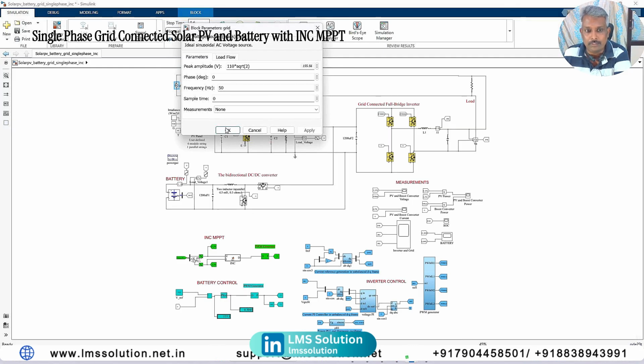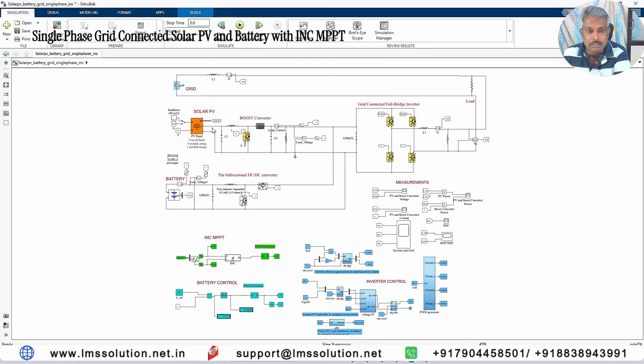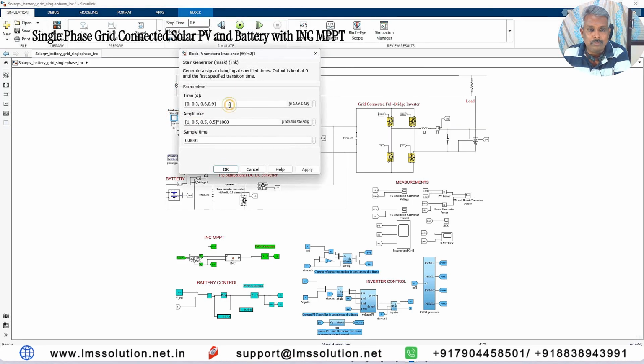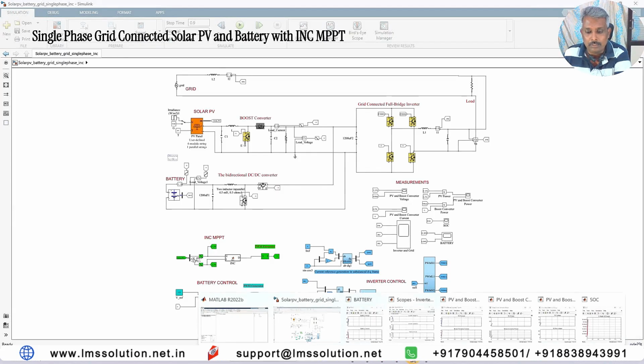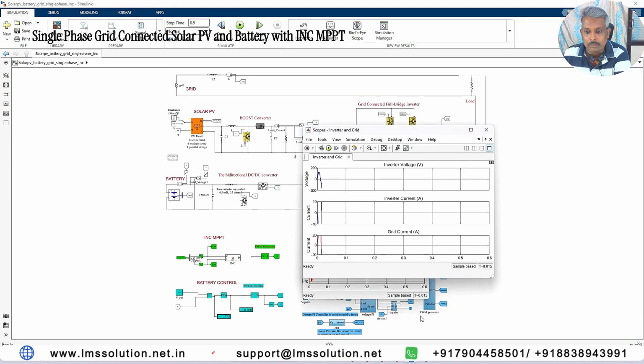So here we are going to test the system by changing the irradiation. Here you see that we are changing the irradiation from 1000 to 500 and 500 to 1000 again. We can change to 1000, and then we'll check the result, how the system works when changing from 1000 to 500, 500 to 1000. So here I'm going to set 0.9. Let me run the simulation, and then you have to check the different results.